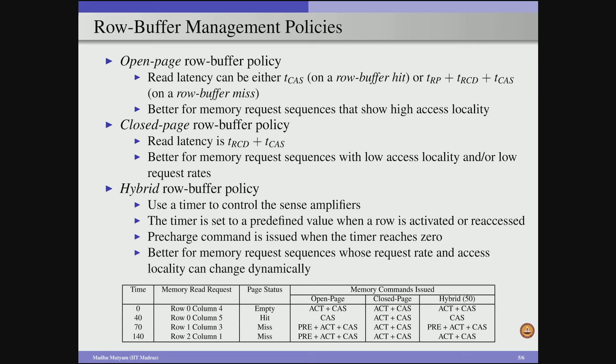So, from the last request we can clearly see that hybrid policy is better than the open page policy, and from the second request we can clearly see that hybrid policy is better than the closed page policy. Effectively, hybrid policy can exploit the changes in the dynamic nature of the access request rate and the access locality, whereas the open page policy and the closed page policies cannot adapt dynamically to the changes happening in the memory requests. So, because of that, typically we can go for hybrid based row management policy instead of open page and the closed page policy.